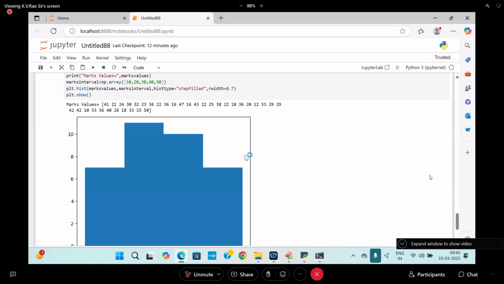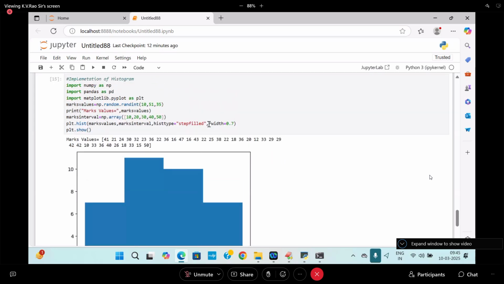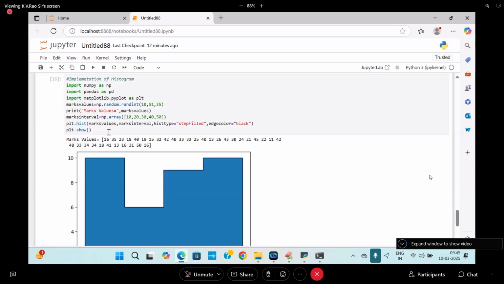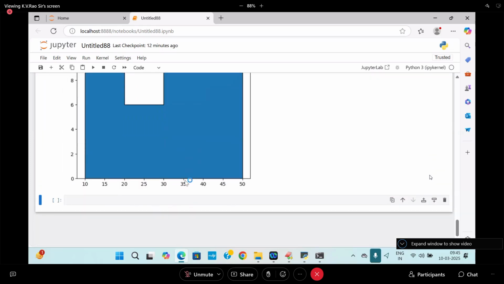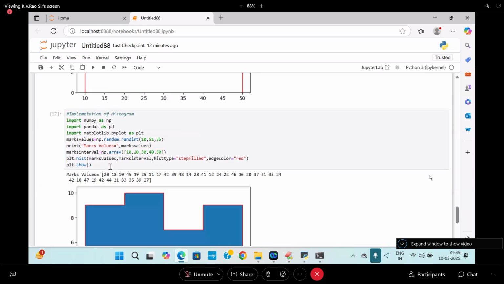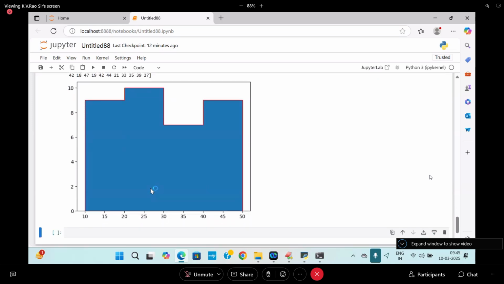I think you are following me. So coming to this now. Stepfilled, there is no meaning of writing like this. If at all you want, edge color is equal to black. You take it as edge color equal to black, so you'll be getting that black color. And black color is not looking good, so there I will take it red only. That is better to take. So the values are taken something like this.